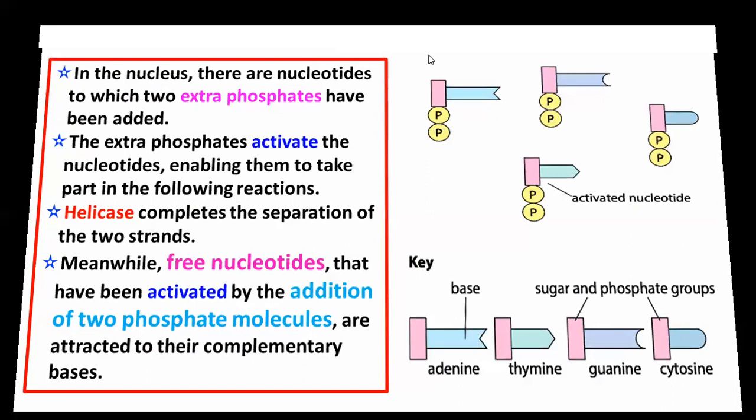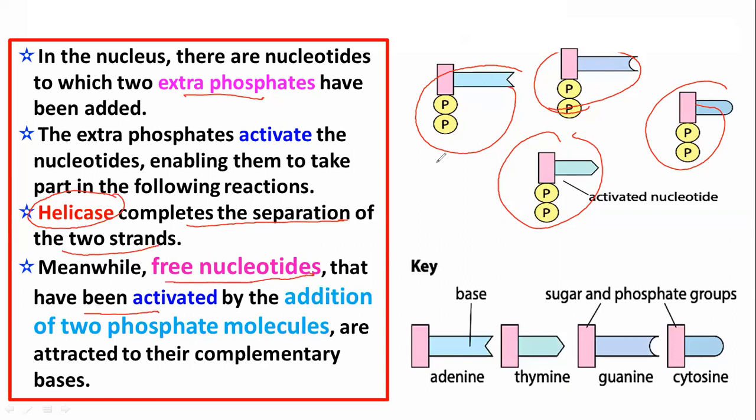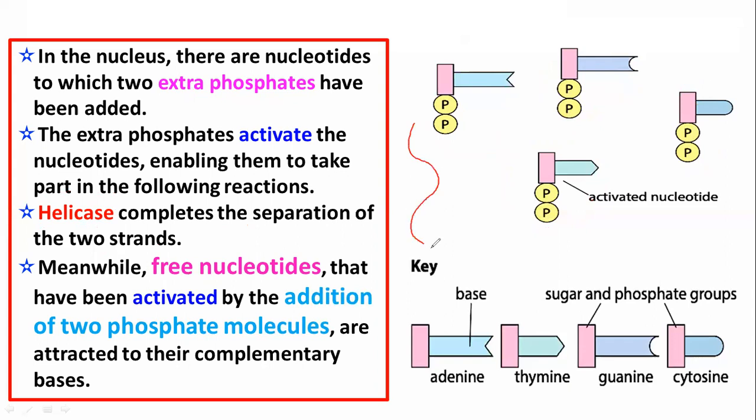Okay, what will happen then? There are free nucleotides present all around the nucleus, and they have extra phosphates. Got it? You can see that these base pairs are added with extra phosphates which are already freely present over there. So what does helicase do? Helicase basically completes the separation of the two strands, and meanwhile the free nucleotides are activated by the attachment of these phosphates. They start the addition on the complementary strand which is going to be newly formed. Let me just explain it again.